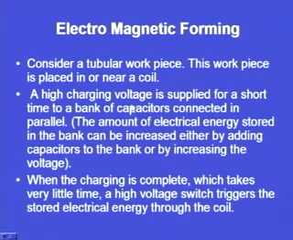The charging voltage is high in the case of electromagnetic forming. A high charging voltage is supplied for a short time. So when we started our discussion on high energy rate forming processes, we have seen that high energy is provided for a very brief interval of time. The same principle is used here. A high charging voltage is supplied for a short time to a bank of capacitors connected in parallel.